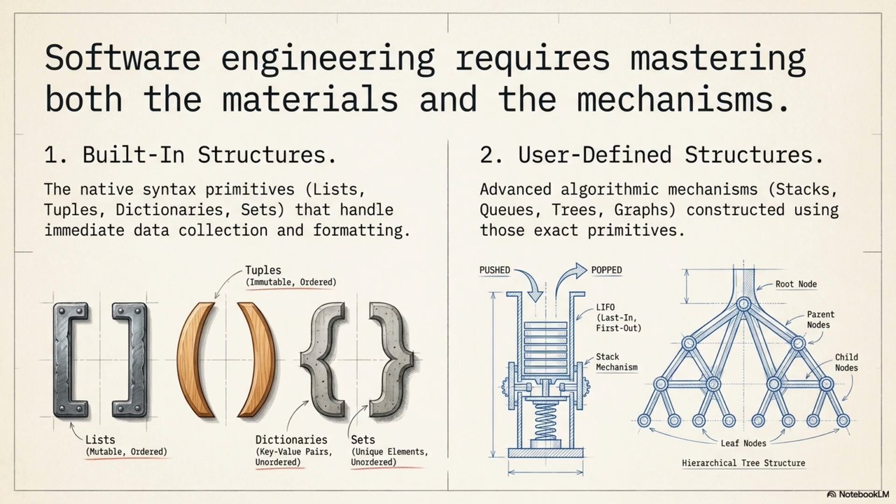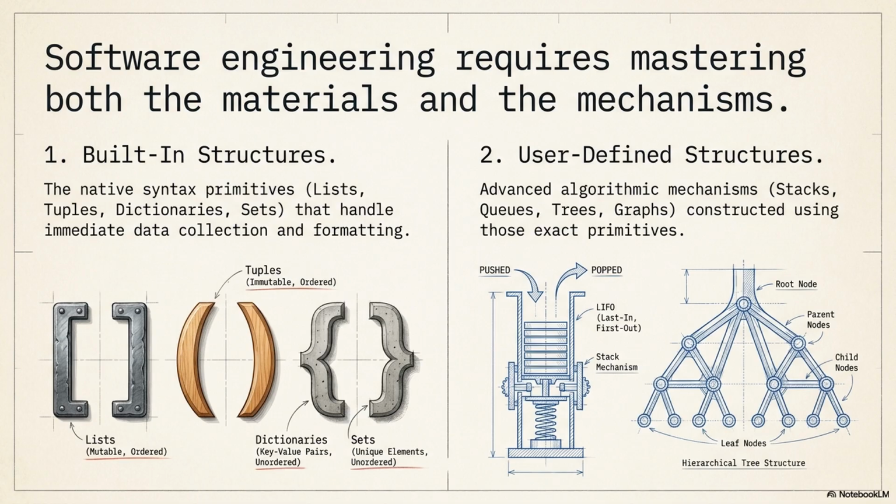The first distinction is between built-in structures and user-defined structures. Python gives us lists, tuples, dictionaries, and sets as immediate materials. They are like the standard beams, brackets, and joints in a workshop. They are familiar, optimized, and available without ceremony. On top of those materials, we can build custom structures such as stacks, queues, trees, graphs, and linked lists. Those are not magic. They are design patterns made from the built-in pieces.